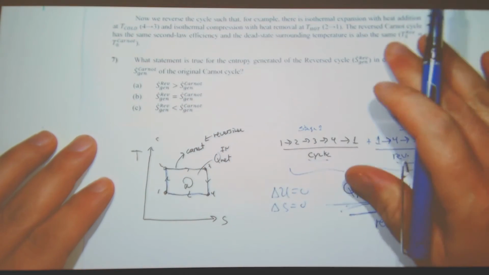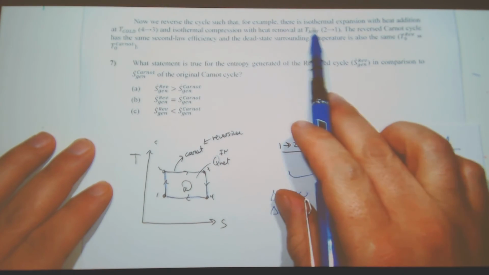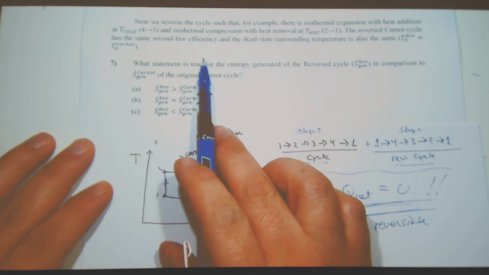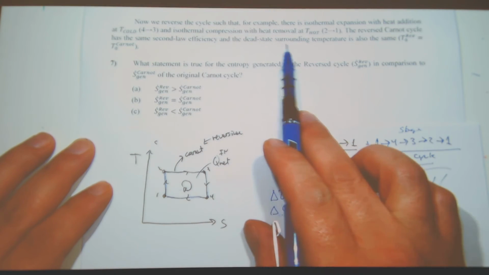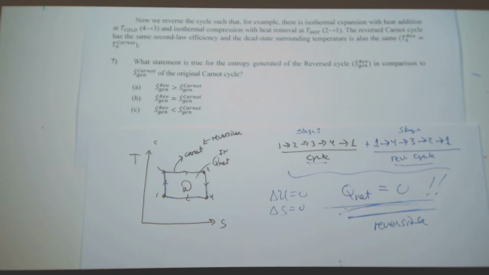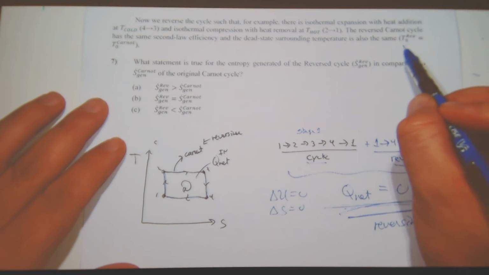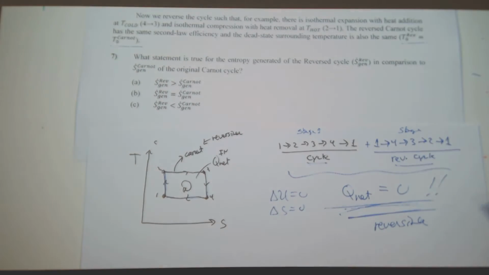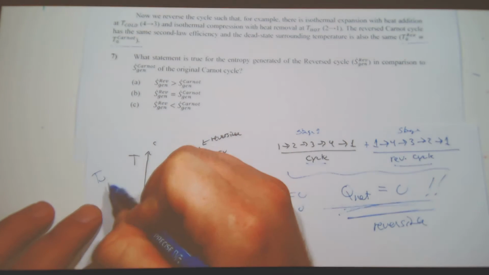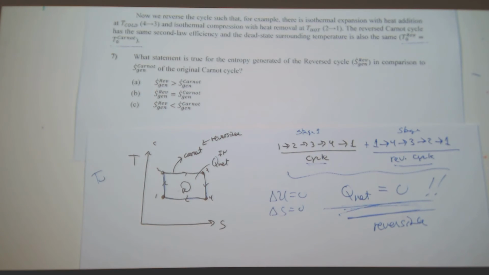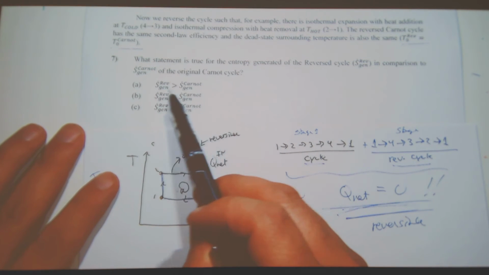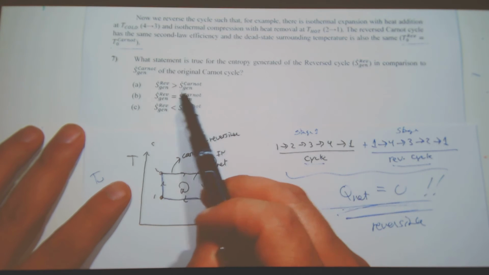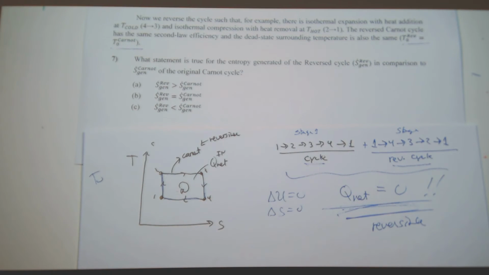Okay, so now given I have this standard cycle and the reverse cycle, the question is, now we reverse the cycle. And the reverse Carnot cycle has the same second law efficiency and dead state surrounding temperature. So I have the same T0 surrounding temperature. And the question is, given it has the same second law efficiency, how do you compare the entropy generated for these two cases?